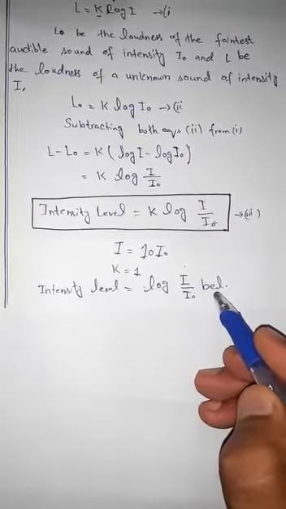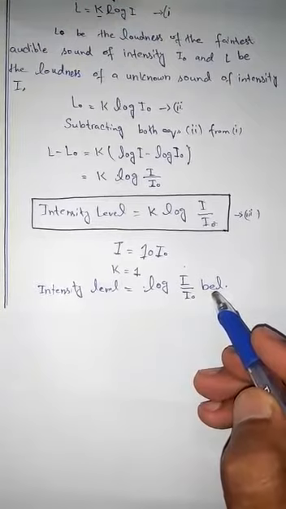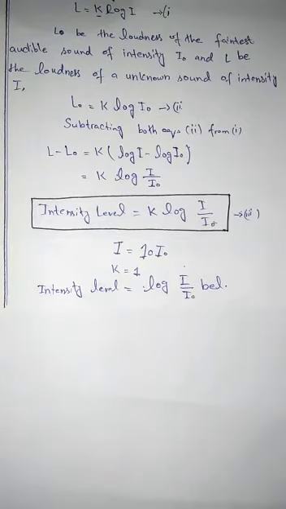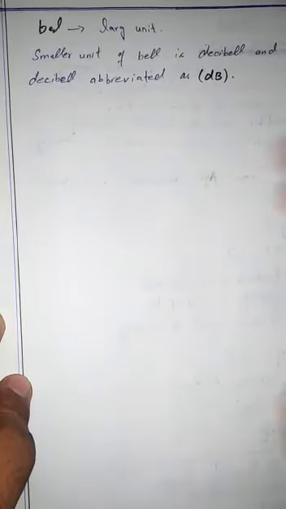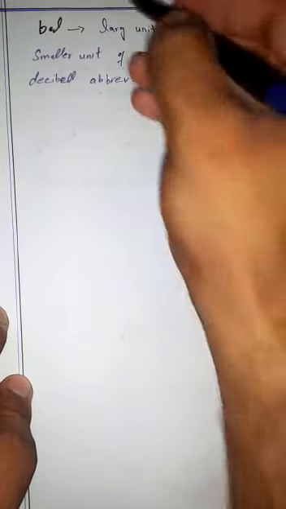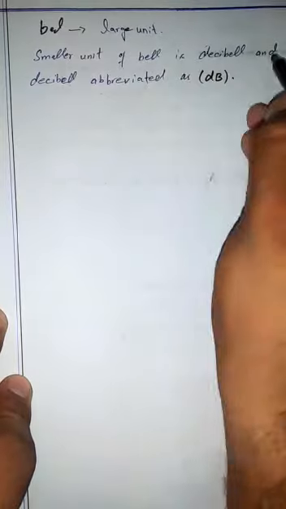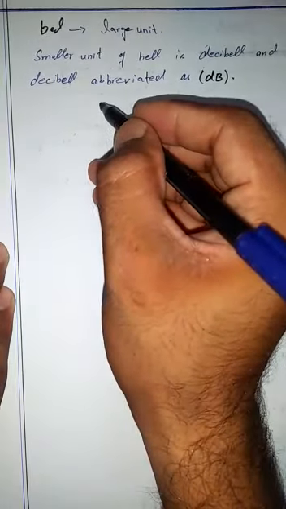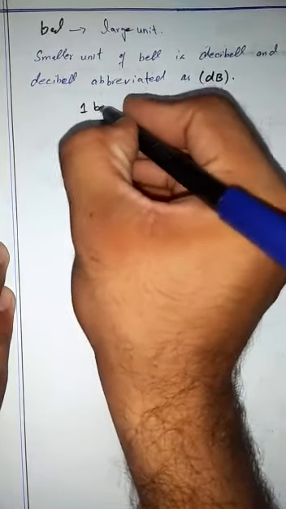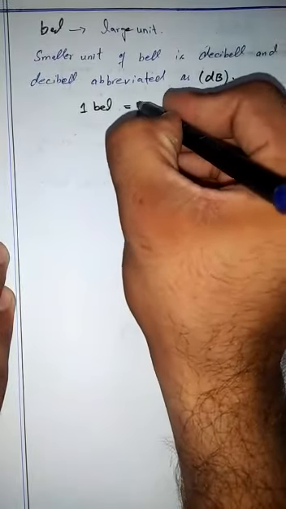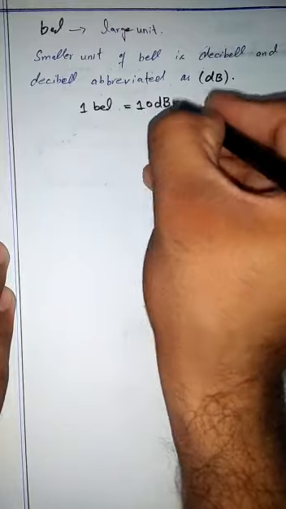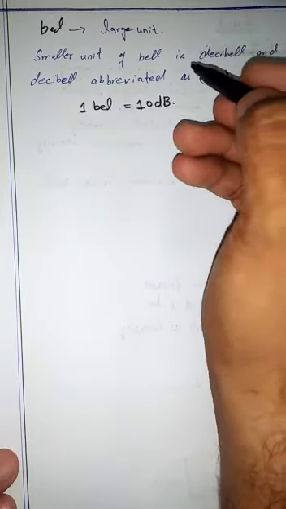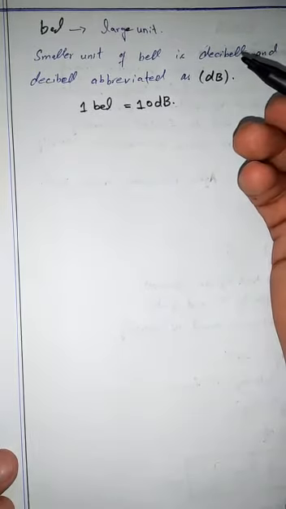So bel is a very large unit of intensity level of a sound. Generally a smaller unit called a decibel is used. Decibel is abbreviated dB. It must be remembered that 1 bel is equal to 10 decibel. Clear?